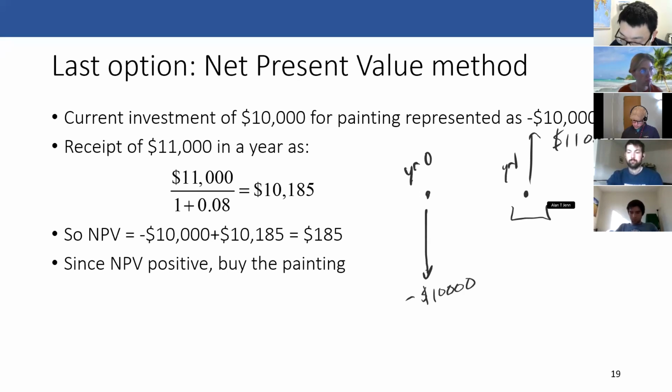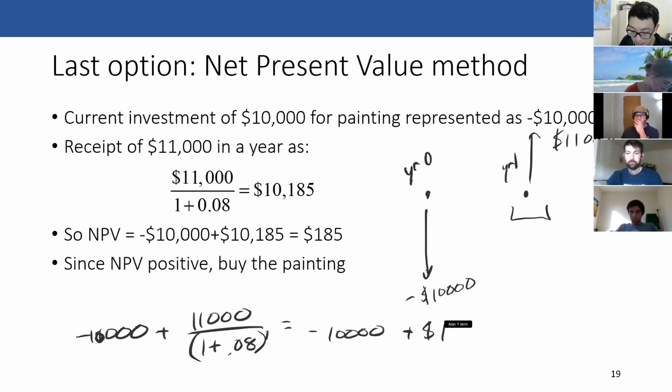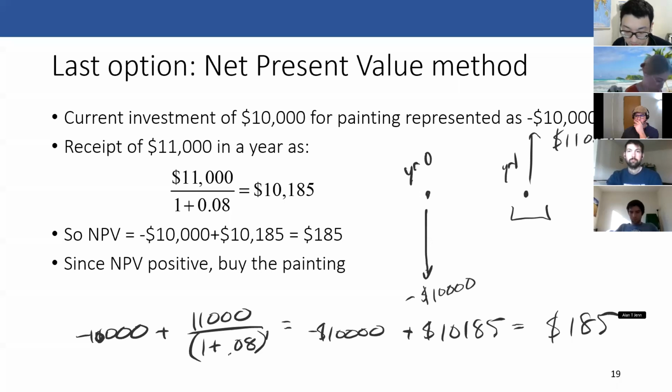Every time you do an application of a year, you have to do the discount rate associated with that. And so the net present value would be negative 10,000 plus 11,000 divided by 1 plus 0.08 to the first power, which is equal to negative 10,000 plus 10,185. So your net present value is $185. So it's NPV positive, and you can sort of decide to buy the painting.